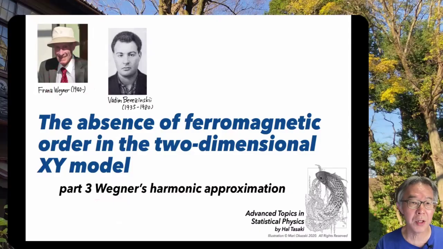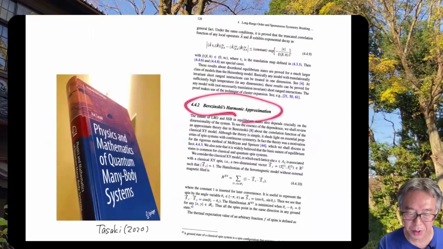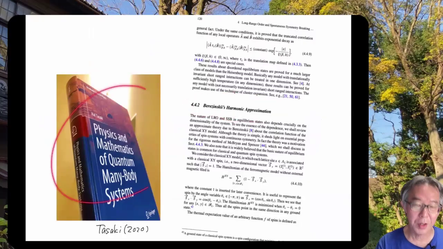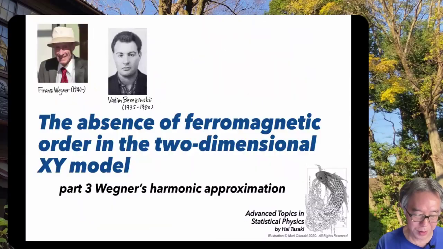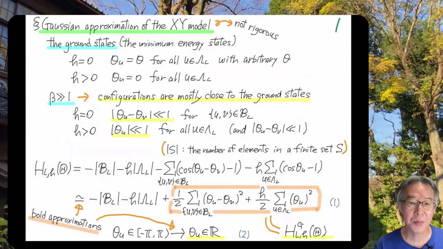But unfortunately, this particular work by Wegener was sort of forgotten, and there are many articles in which this approximation is called Berezinski's harmonic approximation. And I'm sorry, this is my own book. I didn't know about this history. So anyway, now I know, so I'm calling it Wegener's harmonic approximation. Okay, anyway, let's discuss this approximation.